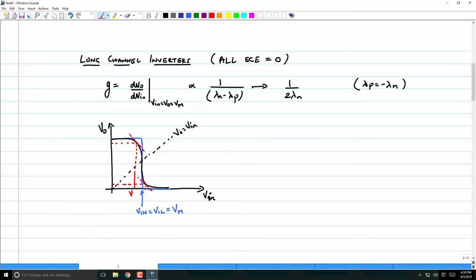Right, this is VIL, VIH, and this is VOH, and this is VOL. So at point 1, and this is point 2, dV out by dV in equals minus 1. That's the definition for the noise margin, right? So, in region 1, in which mode of operation is the NMOS, which mode of operation is the PMOS?